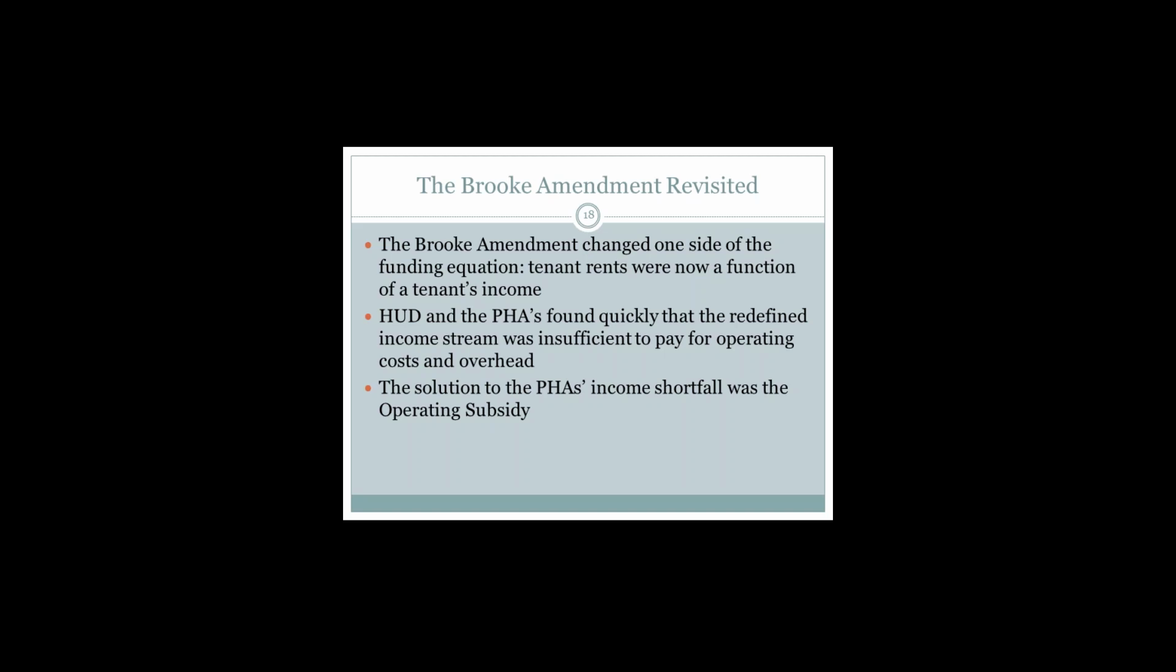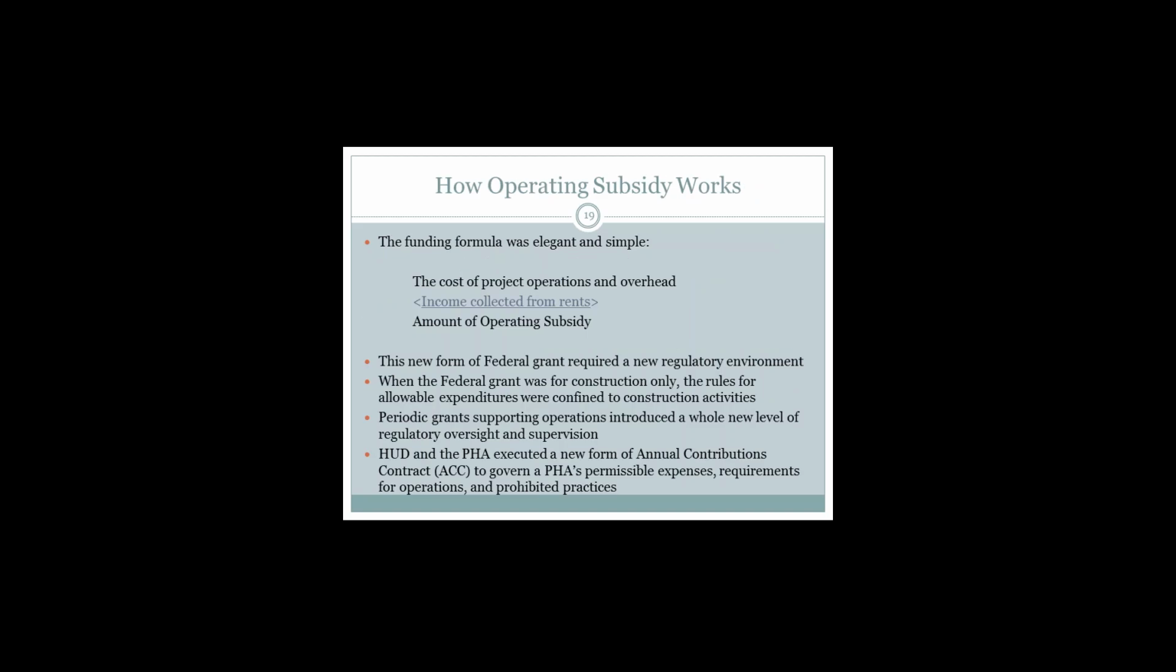So the solution to the PHA's income shortfall, now with the Brooke Amendment, was the operating subsidy. So how did it work? It was pretty simple. The projected project cost of operations and overhead minus income collected from rents, and then you got the amount of operating subsidy.